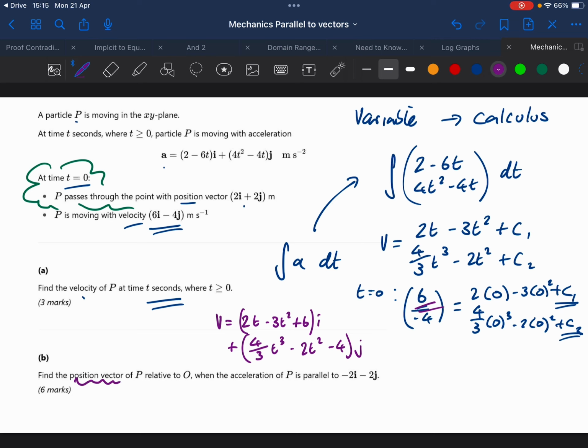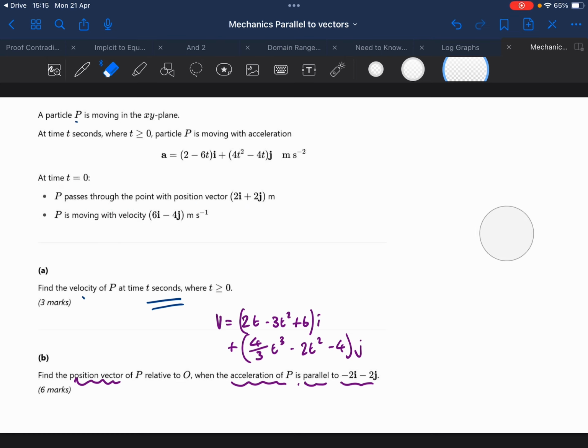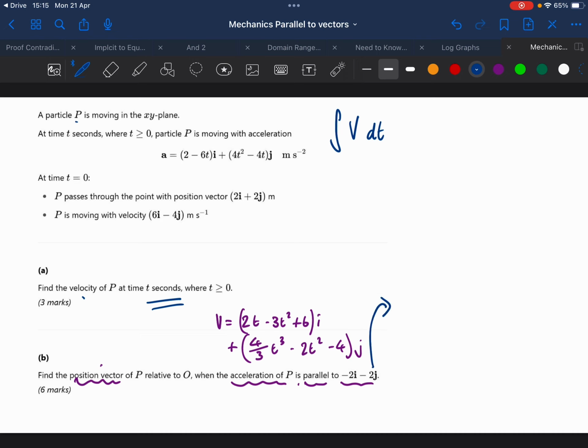So find the position vector when the acceleration is parallel to this bit here. I want to focus on how we answer this part in particular. So we're going to get rid of that bit over there. And we can start in two different places. To get the position vector, that's about displacement, so we want to integrate velocity, which is true. That's part of the puzzle. But how about when the acceleration is parallel? I think that's the bit that's less obvious.